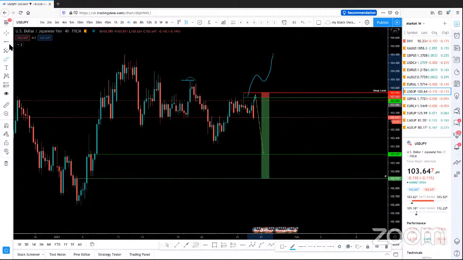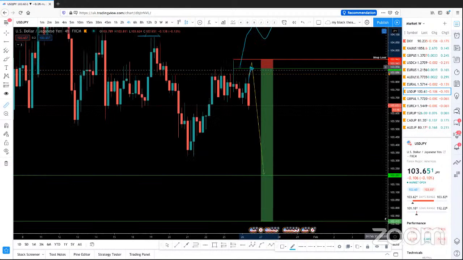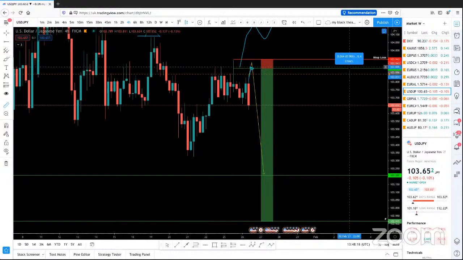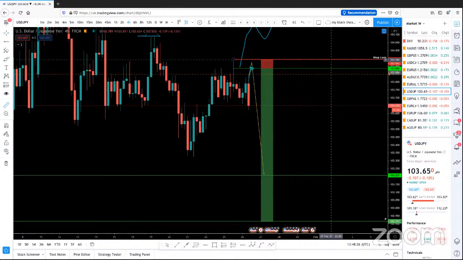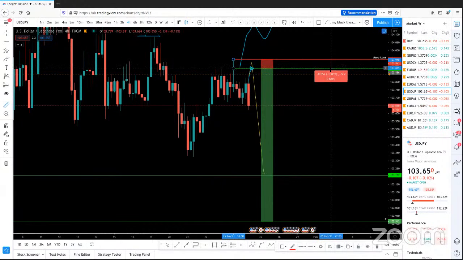For now, how many pips are we away from this move? Actually, I think it's about 5-6 pips. So let's see what is going to happen. This trade setup is about 5.5 pips stop loss.